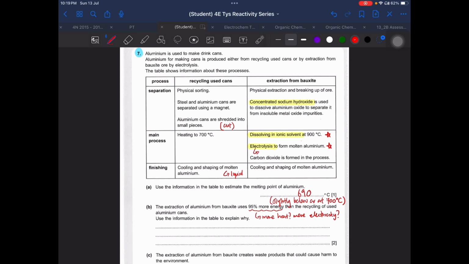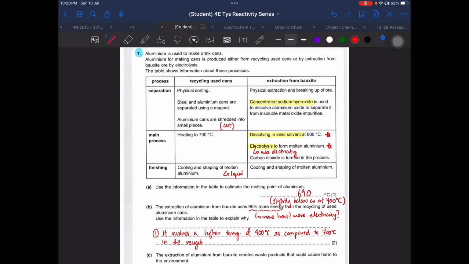And we know that electrolysis uses electricity, right? In fact, a large amount of electricity is needed for electrolysis to happen. So what is the reason for the extraction of aluminum from bauxite using 95% more energy? Number one, it involves a higher temperature. So I'm going to write short form over here of 900 degrees Celsius. Remember, we're using a data, so we have to code the data, as compared to 700 degrees Celsius in the recycling process.